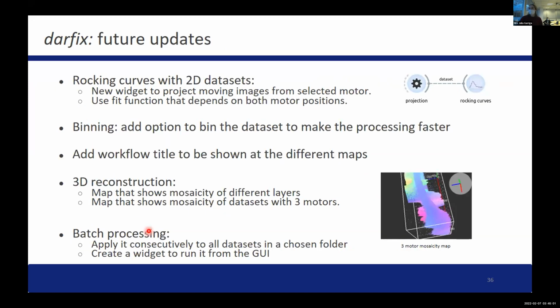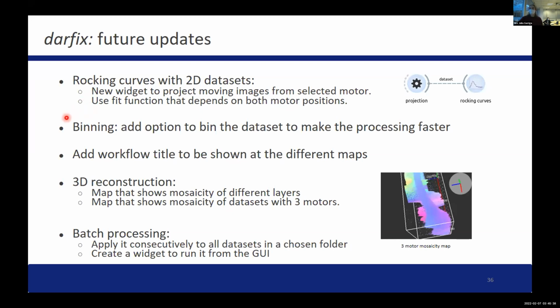And then I'll go to the future updates, the things that we are working on. Basically, we are first of all working with 2D data sets because we want to improve with that. We are working on an option to project the moving images from one motor to the other. This way we will only have a peak for every one of our pixels, and the fitting will be done better. And also we have the option to use a fit function that depends on both motor positions.